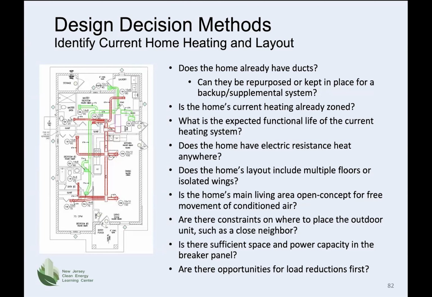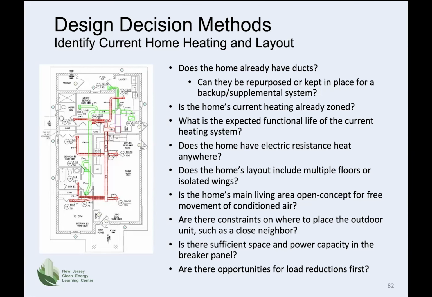So one of the things you want to consider is, does the house already have ducts? And can they be either repurposed in part or replaced, modified in some way, or maybe even used as is? Is the home's current heating system already zoned? What's the age of the system and how long is it predicted to last? Does the home have electric resistance heat anywhere in the home? Does the home's layout include multiple floors or isolated wings?